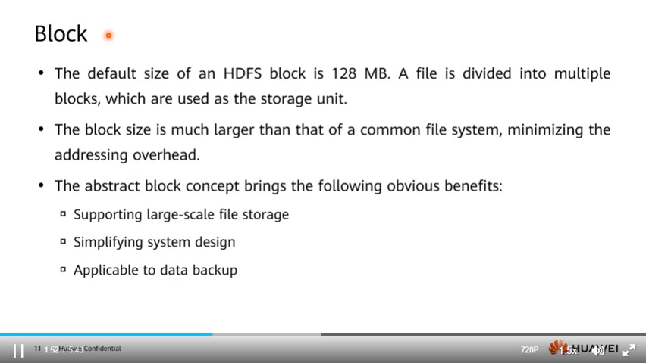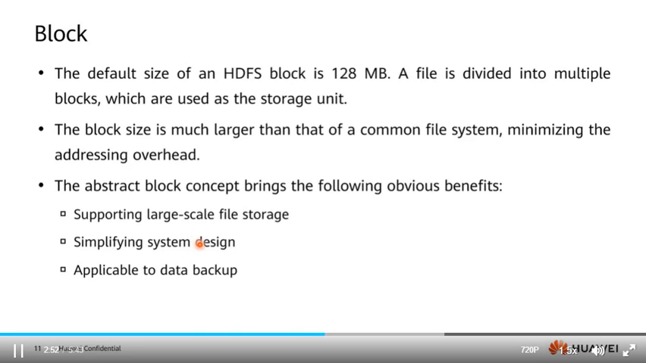In HDFS, a file is divided into multiple blocks. The block is used as the storage unit, and the default size of it is 128 megabytes. The block size of HDFS is much larger than that of a common file system, minimizing the addressing overhead. Using the block as the storage unit has obvious benefits. First, it can support large-scale file storage. A large file can be split into multiple file blocks, and different file blocks can be distributed to different nodes. Therefore, the size of a file is not limited by the storage capacity of a single node.